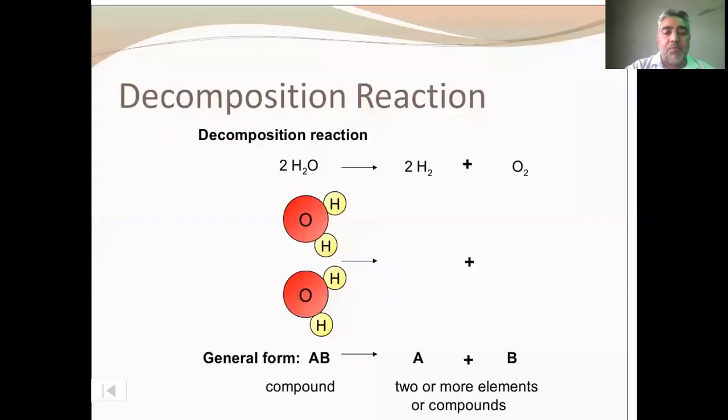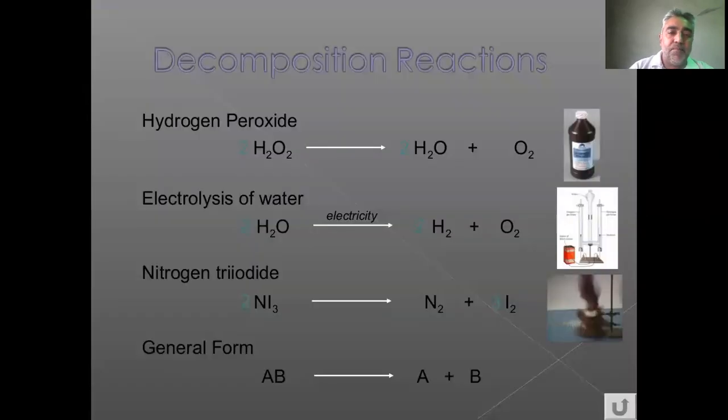Decomposition reaction: water breaks down and 2 hydrogen and 1 oxygen molecule are formed. The general form is AB compound, and it breaks down into 2 or more elements or compounds. That is a very simple way, as you can see on the screen, which looks like a board, and here we have already written the things on it.